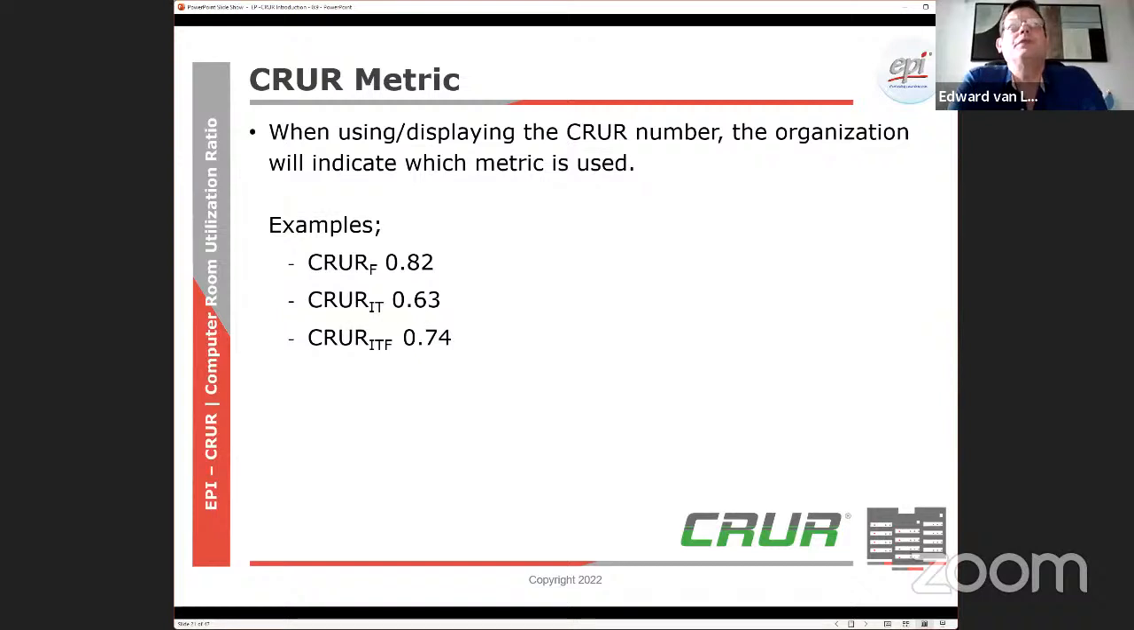Now, as you know, the CRUR is a ratio, right? And ratios are typically one number divided by another number, and the CRUR is no different. So CRUR numbers are typically 0 point something, and the closer to 1, the better it is. Right? So in that sense, it actually is almost similar to PUE, where PUE is always a number of 1 point something, 2 point something, but also for PUE, the closer to 1, the better you do.